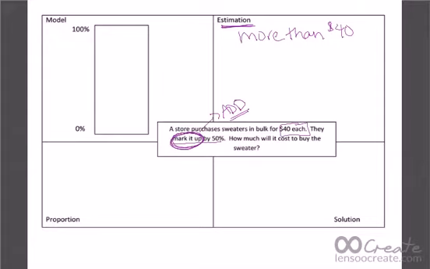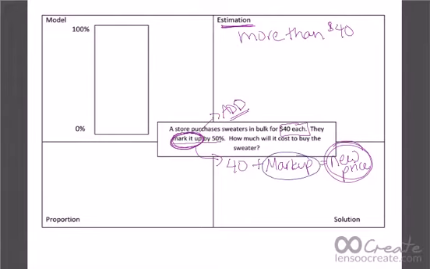Okay, and something else I need to remember, that when it talks about mark it up, I'm going to take this cost 40 and I'm going to add whatever the markup is, that markup amount, okay, to get the new price. Okay, so this new price, that's what the question is asking. How much will it cost to buy the sweater? That new price. So we know the 40. We have to find the markup. Okay, and the markup is 50%.